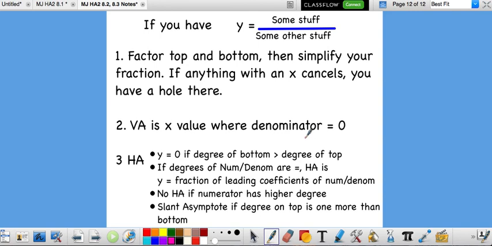So give these a shot. You can always check your work on Desmos.com if you want to see what the real graph looks like and see if you did it right. Or you can punch it into your calculator too, just to kind of check your own work.